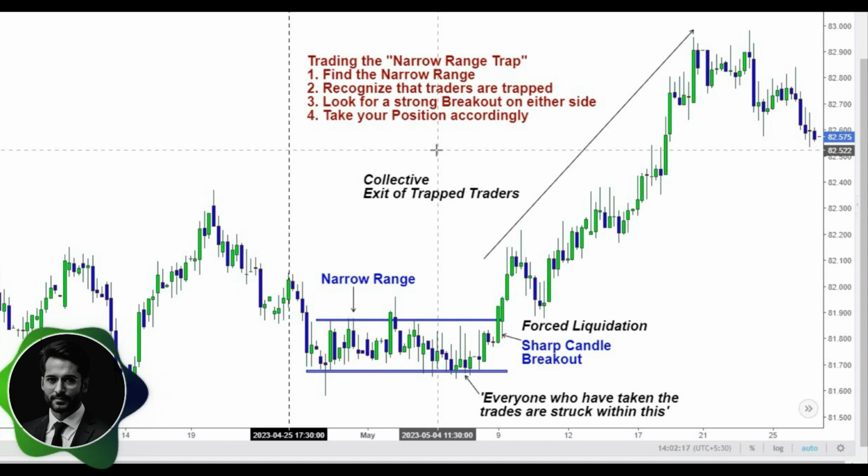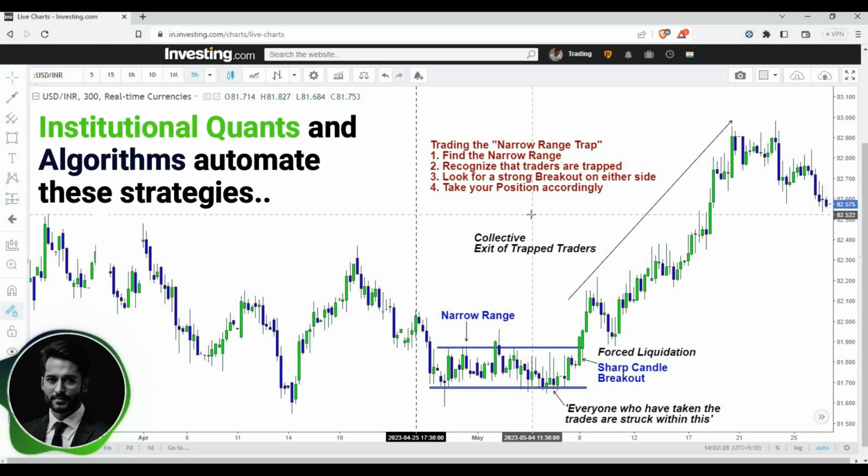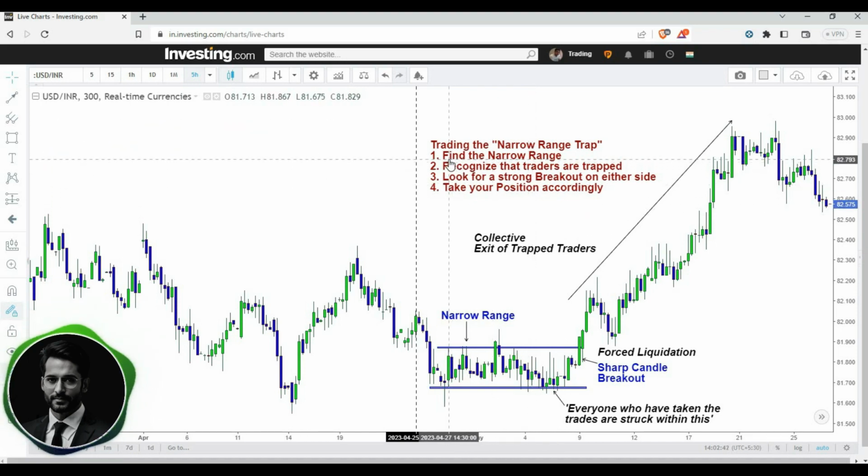And of course, if you're a retail trader, there is very little chance you may have known about this. But this setup is used by many people. There are even a couple of quantitative trading desks, a lot of algorithmic trading desks, which usually automate this kind of trading strategy. Something similar, not exactly based on price action, but similar to this. Here is how you have to trade this setup.